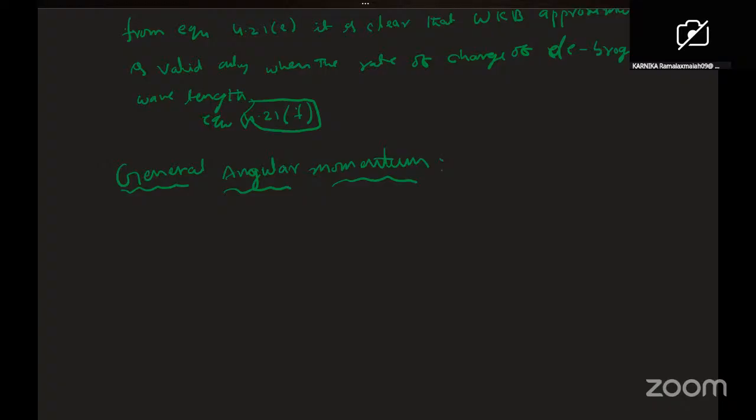The definition of angular momentum: L is equal to r cross p. This does not include half-integral quantum numbers, and therefore we take the definition of general angular momentum.